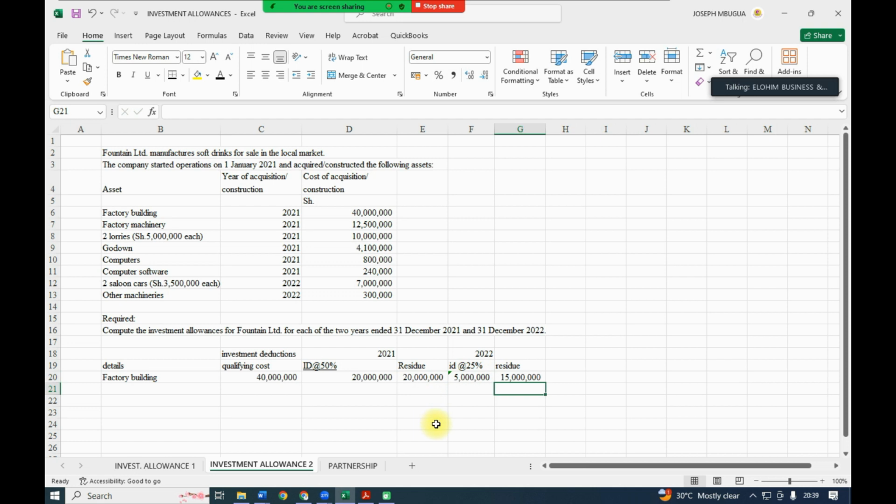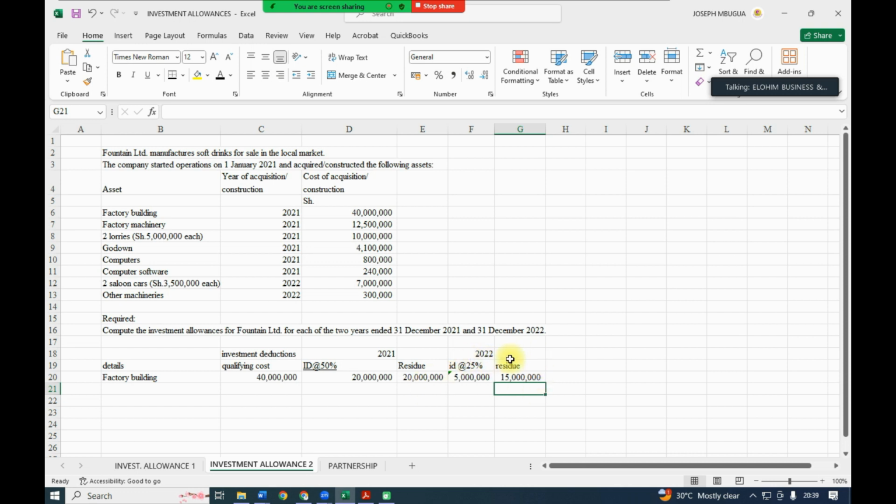So the residue is now 15. Remember, the rest we shall be calculating based on the residue, straight line. We are saying on equal basis. If it is 2023, we shall still base on 20. 2024 based on 20, not reducing now, it is based on the residue, the balance that remains. We spread it over the period, because 25% is just 4 years, within a period of 4 years.